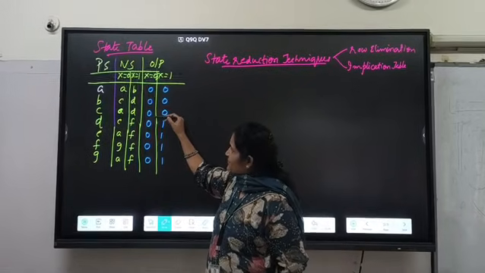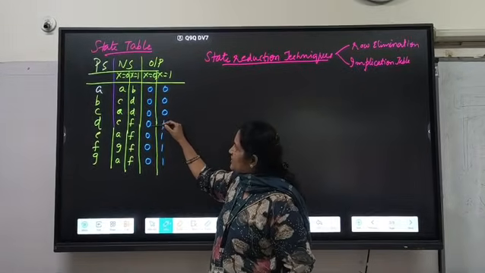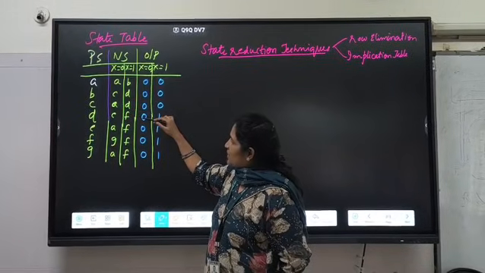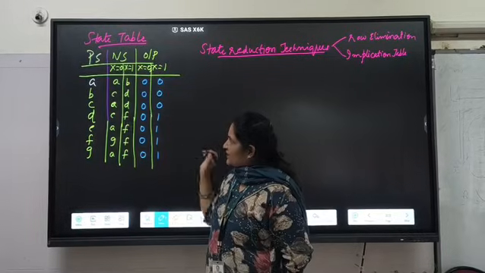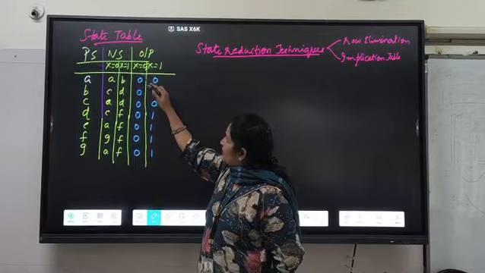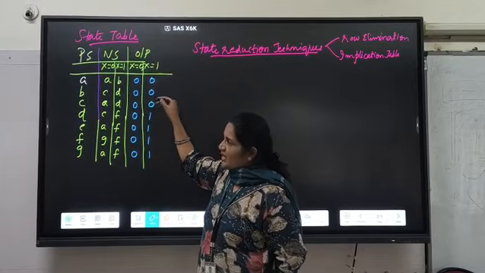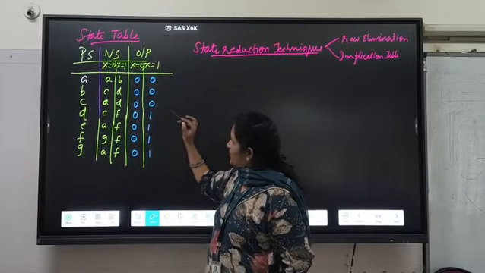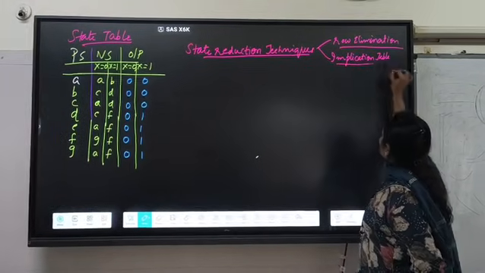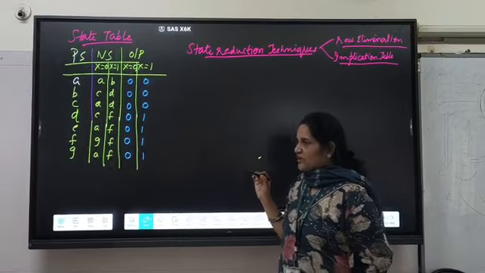redundant. So, such redundant states will help us in reducing the circuit complexity by reducing the number of flip-flops and the gates required for designing this. So, we will have some redundant states and we have to eliminate them. To eliminate them, we have two techniques. One is called the row elimination method, the other one is the implication table method.